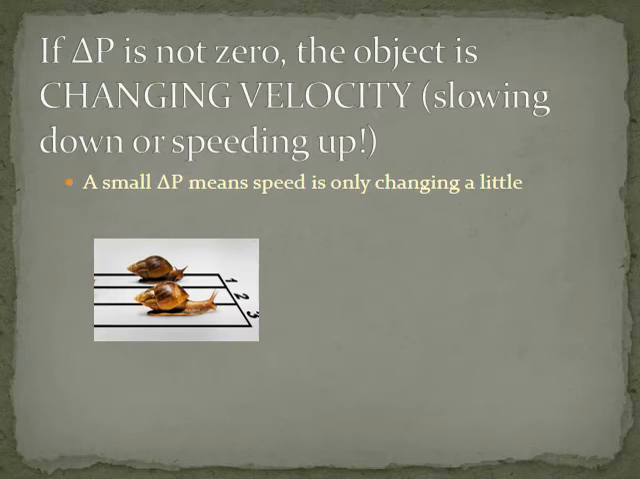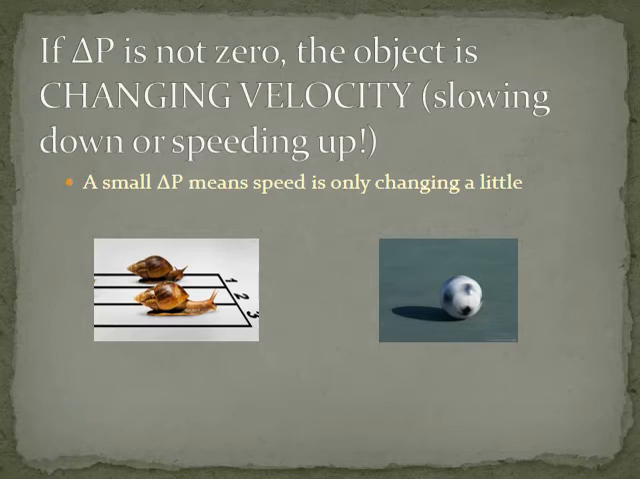So for example, this snail is not changing momentum much when it starts moving because it's a very small object and not going to change momentum very quickly. And this soccer ball also is going to have a relatively small DeltaP, because even though it's moving much faster than the snail, it doesn't slow down very quickly. It rolls at the same speed, slowing down slightly but not changing dramatically.